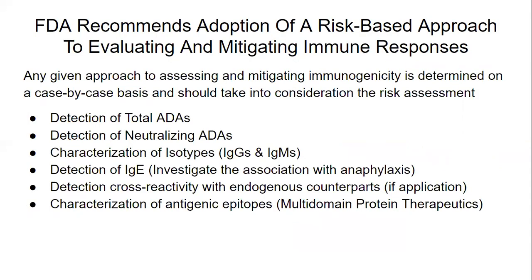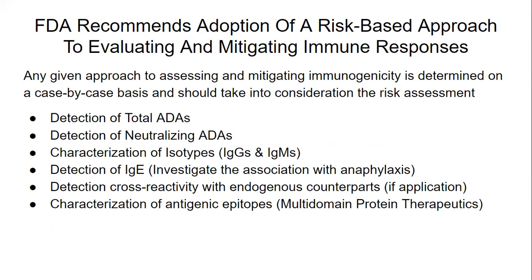Therefore, FDA recommends adoption of a risk-based method to evaluate and mitigate immune response. FDA also states that any given approach to assessing and mitigating immunogenicity is determined on a case-by-case basis depending on the risks. If there is a higher risk, you need to pay more attention to the immunogenicity mechanism of the anti-drug antibody generation and its effect, compared to a molecule that has a low risk of generating immune response.